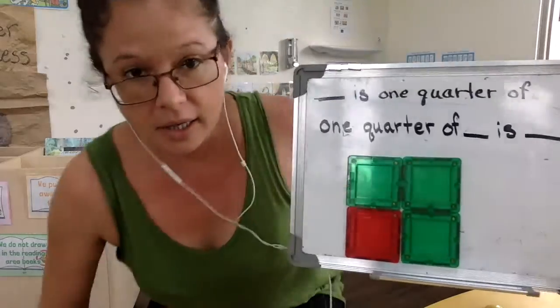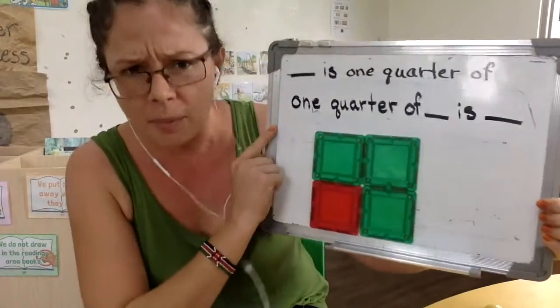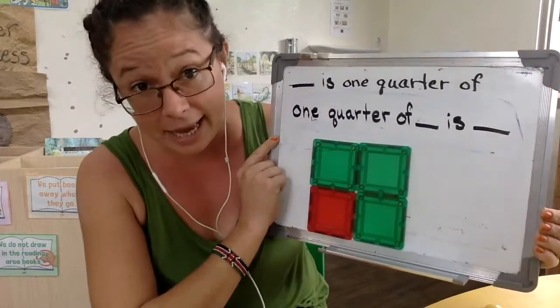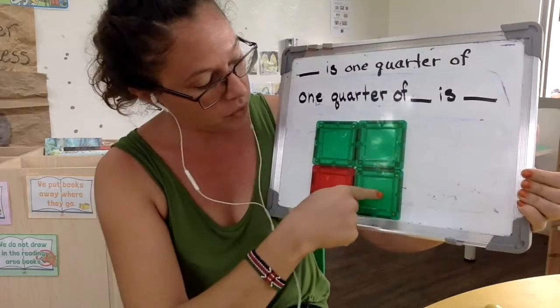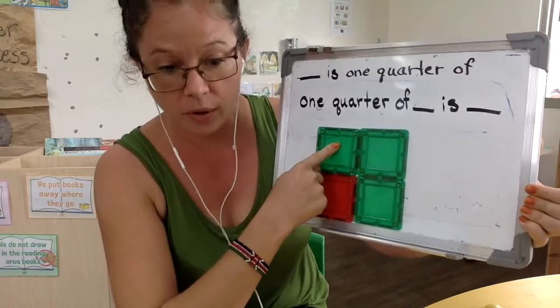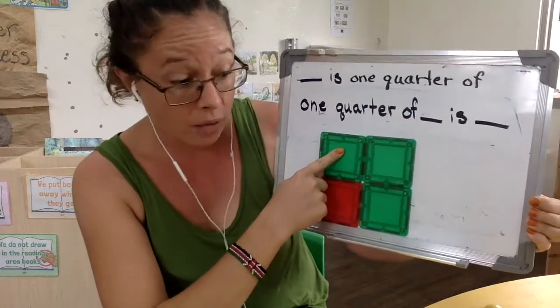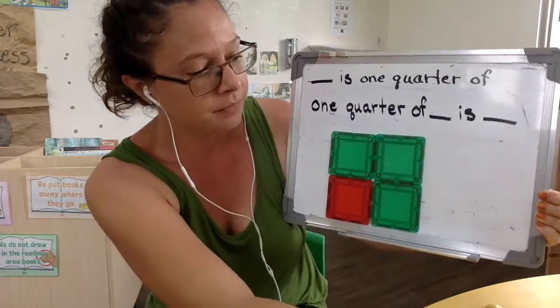So I have started here with some shapes. How many squares do I have? Can you help me count? 1, 2, 3, 4. So my whole amount is 4.